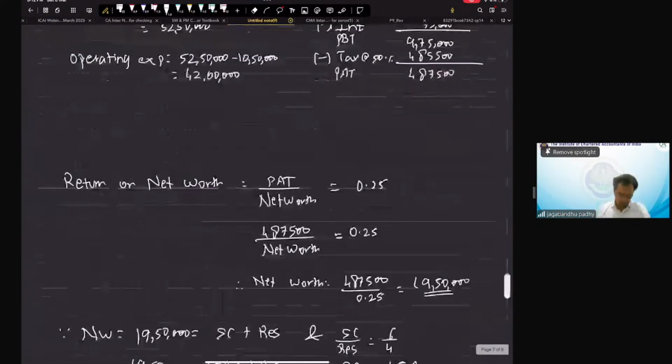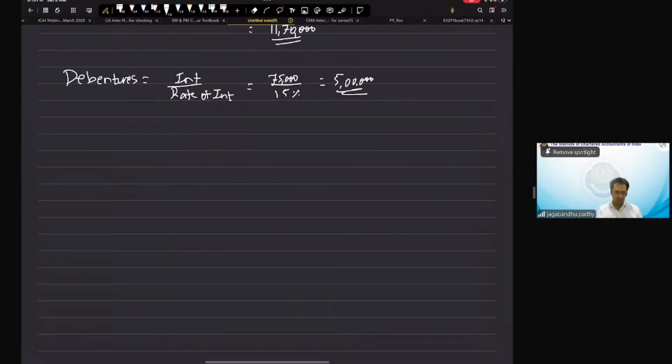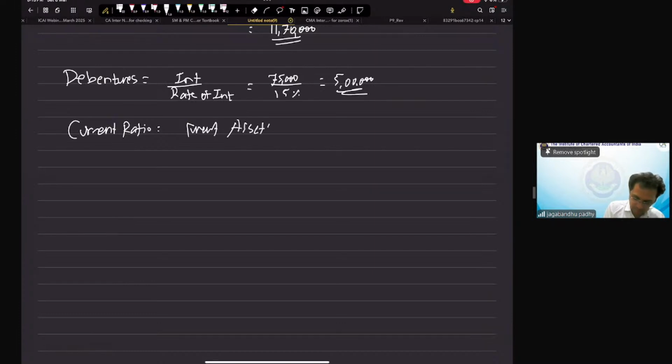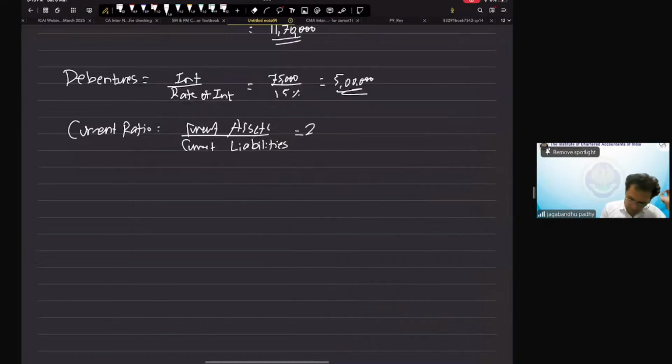Okay, then let's take up the next data. So we have current ratio now 2.5. Let's use this current ratio. Current ratio is calculated as current assets upon current liabilities. And this current assets upon current liabilities ratio is given as 2.5.